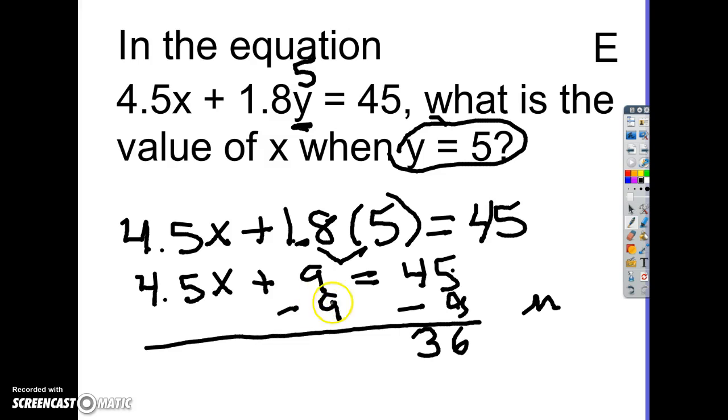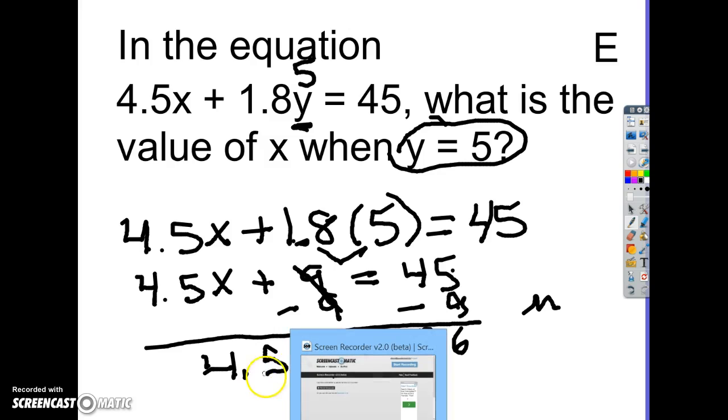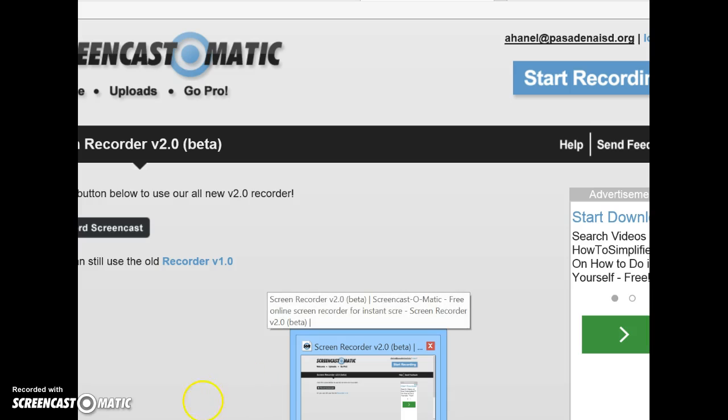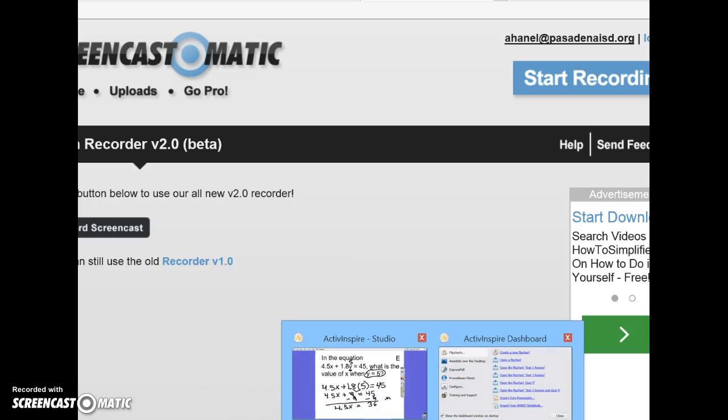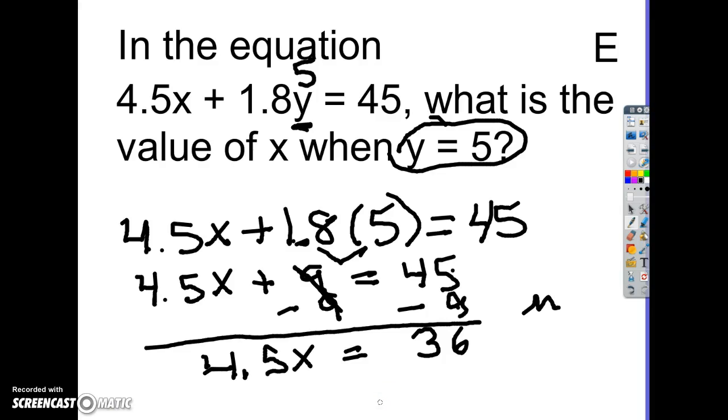And on the left-hand side, we have 4.5x by itself. And now we have to get rid of 4.5. So we're going to divide by 4.5 on the left to get rid of it, and by 4.5 on the right. You have a calculator, so you can actually divide those with your calculator and see that x is equal to 8.